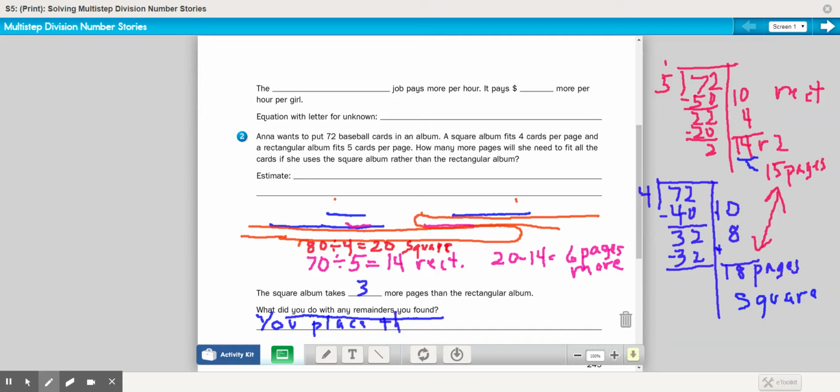You place these cards. Oh boy, there goes the ink. Okay. You place them on a page. These are the remainders. The remainders are remaining cards. And that's it. All right. Let's try. Now you try number one.